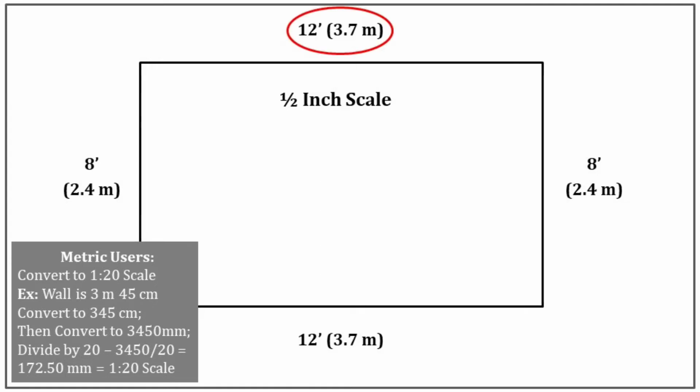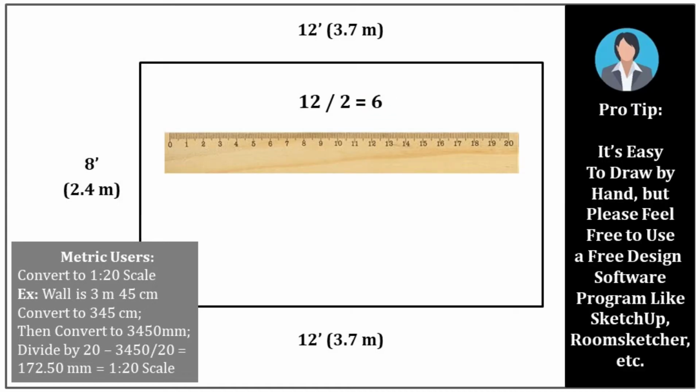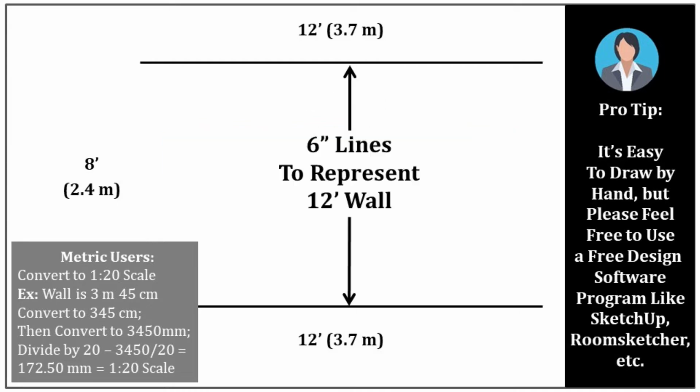Let's say that the length of your room is 12 feet. Then all you need to do is divide that in half, which would be 6. And then using a regular ruler like this, go ahead and draw the two lines that are 6 inches in length like this.